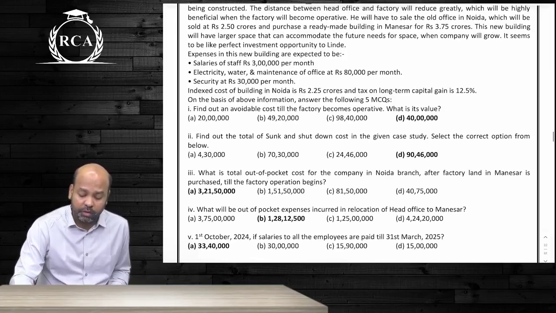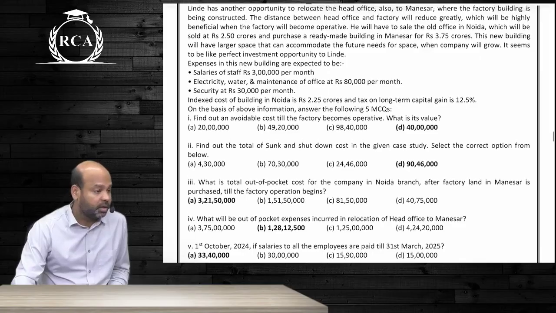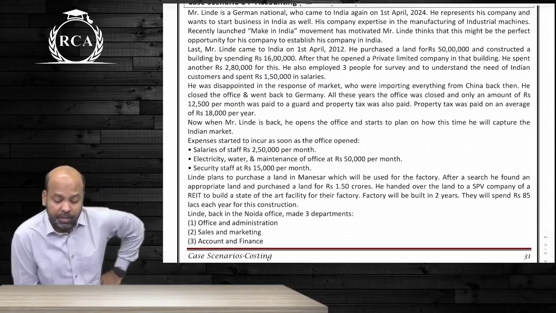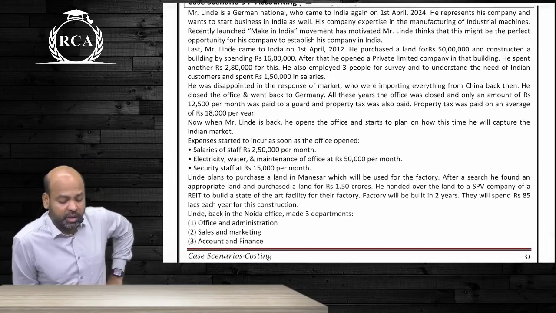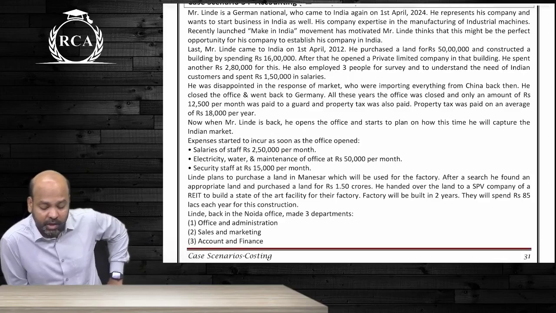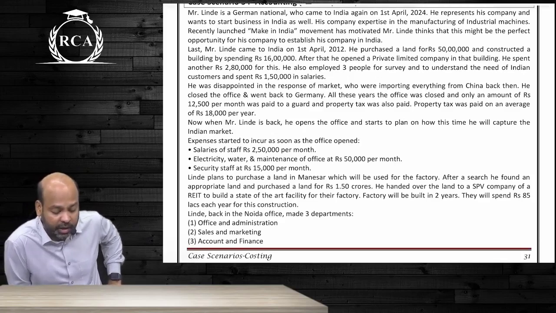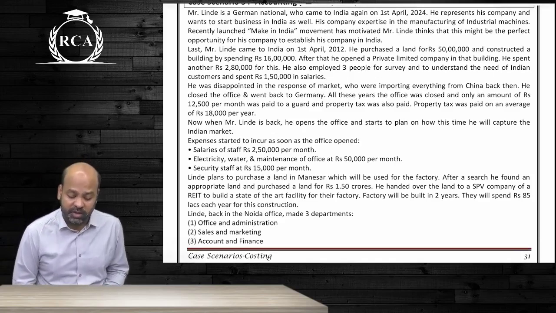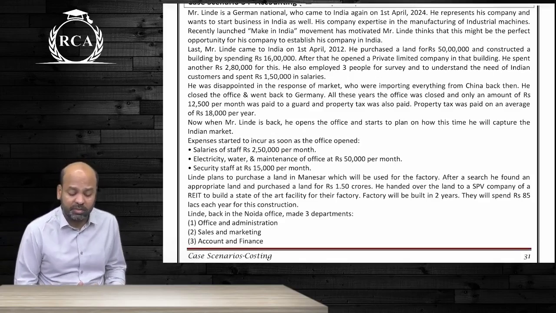Find out the total of sunk and shutdown cost in the given case study. He purchased a land for rupees 50 lakhs and constructed a building by spending 16 lakhs. After that, he opened a private limited company in that building. He spent another 2,80,000 for this. He also employed 3 people for a survey to understand the need of Indian customers and spent 1,50,000 in salaries.